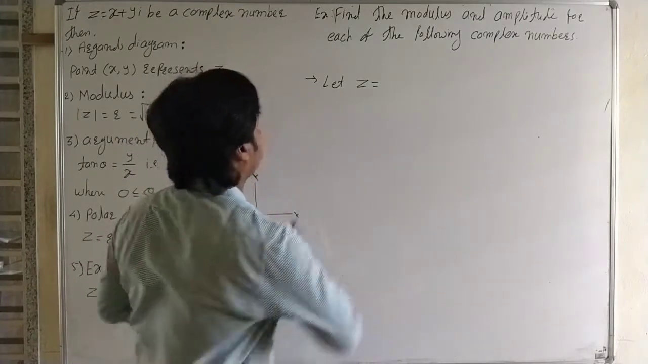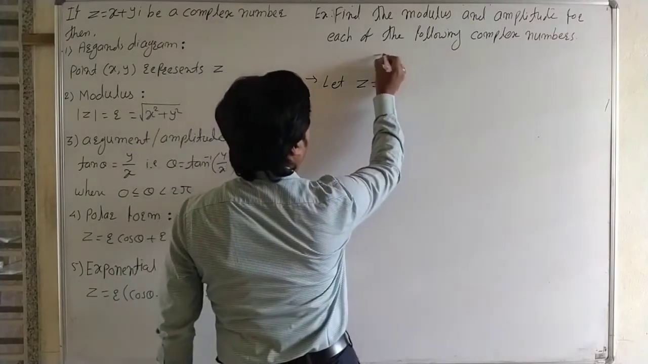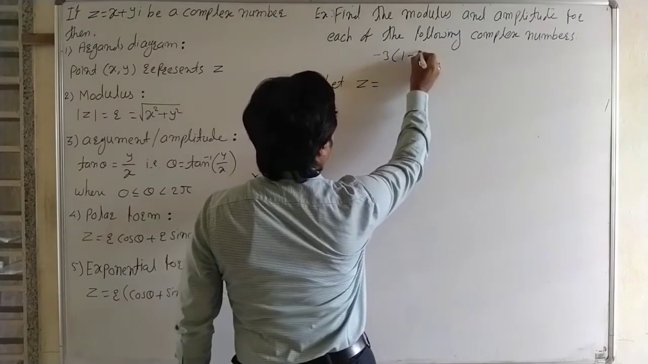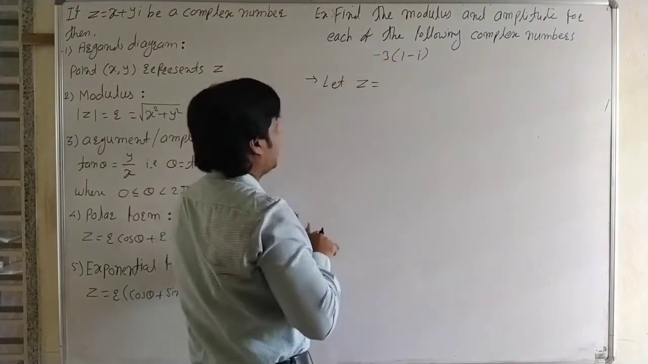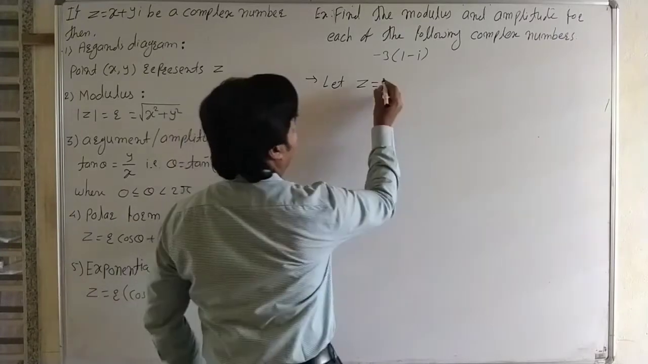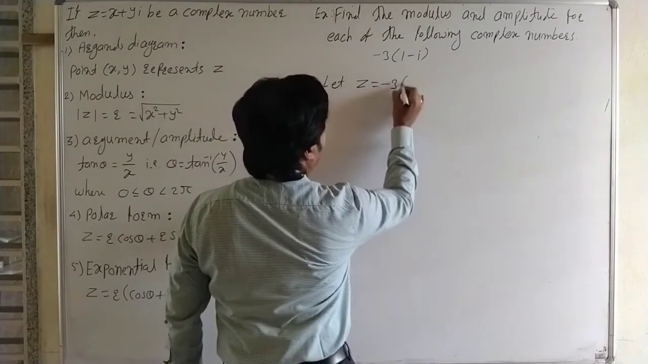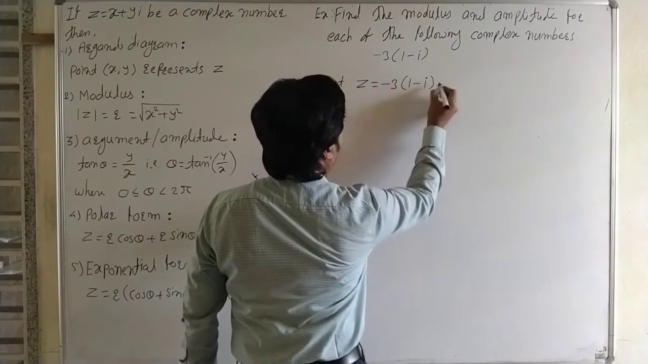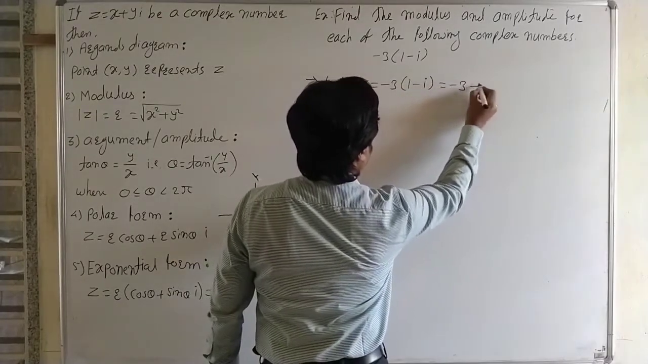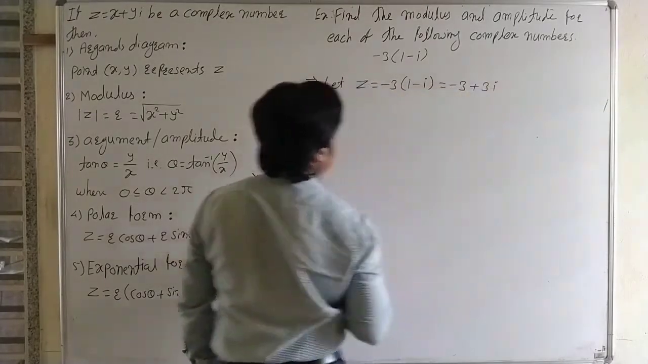Next it is -3(1 - i). Here the complex number is z = -3(1 - i). Therefore it is -3 + 3i, which is the complex number.